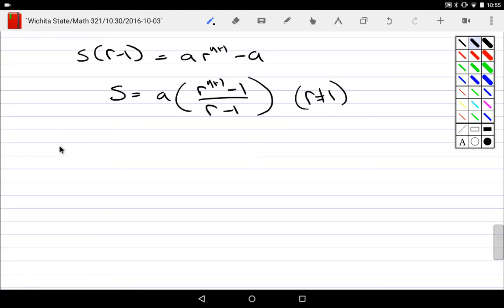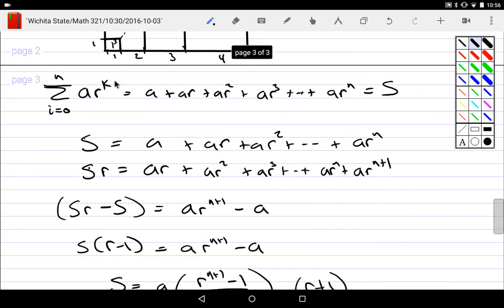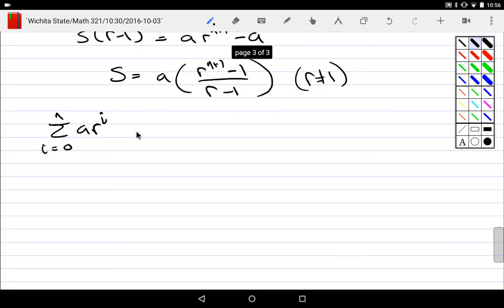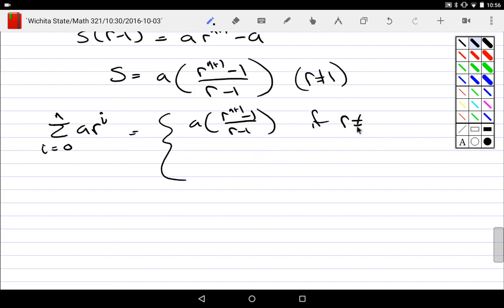But we do know this. So the sum from I equals 0 to n of AR to the I. Nobody pointed that out: I said K up here and had I down there. Keep my indexes the same. Is going to be A times R to the n plus 1 minus 1 over R minus 1, if R is not 1.